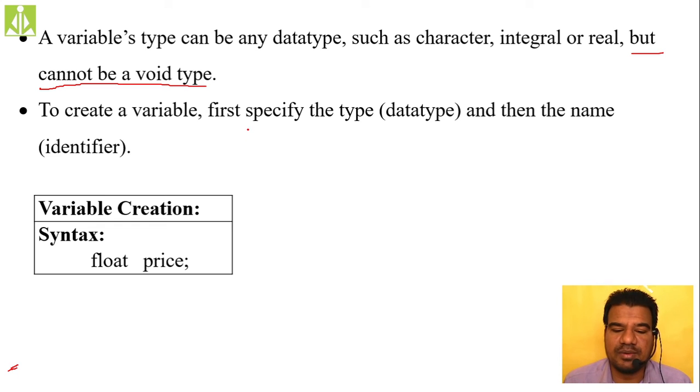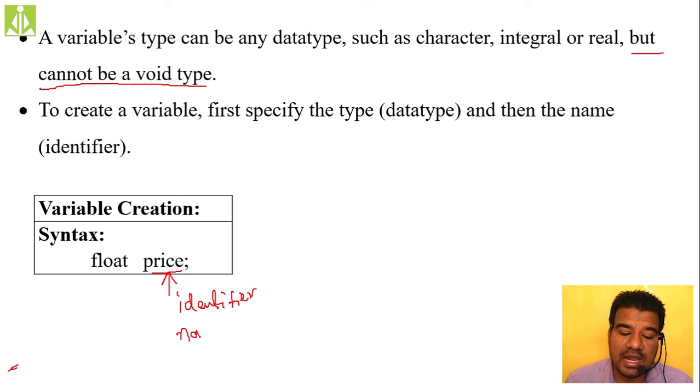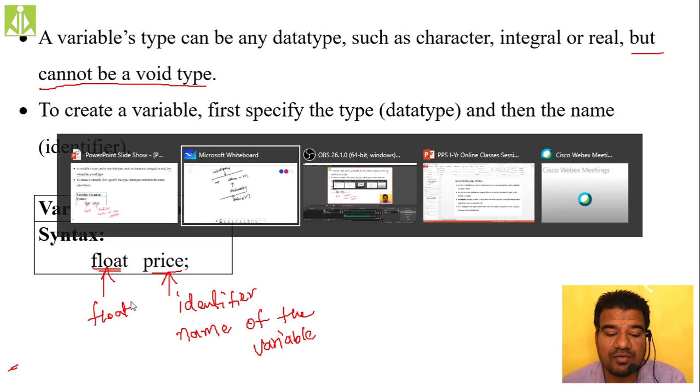To create a variable, first specify the type and then the name of the variable. Already we have seen many examples. Over here I am giving another. Price is my identifier, the variable identifier, that is nothing but the name of the variable, and its type is float.